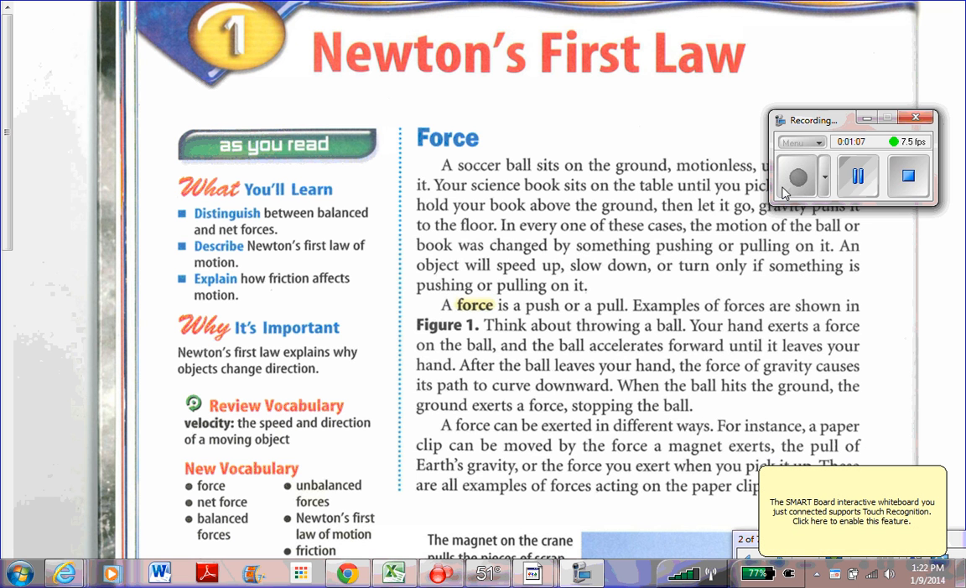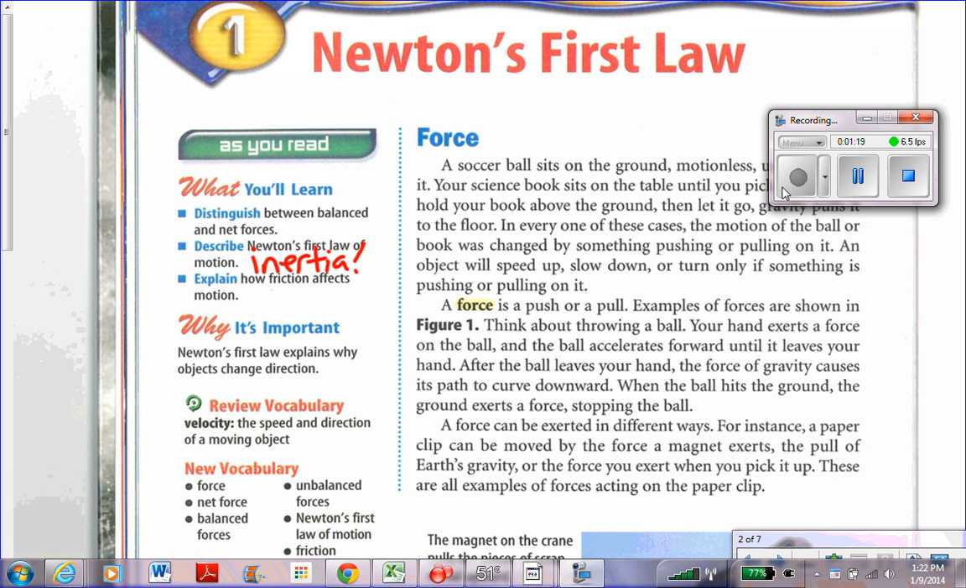Okay, if we all remember that Newton's first law of motion is inertia, which means a body is going to do whatever it's doing. If it's moving, it's going to keep moving, and if it's staying still, it's going to stay still.